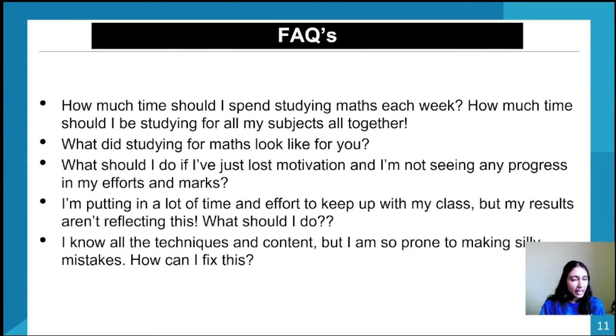But a general rule of thumb for studying altogether that I know teachers like to use is you should be studying approximately 3 hours a day. So yeah, take that however you would like to.